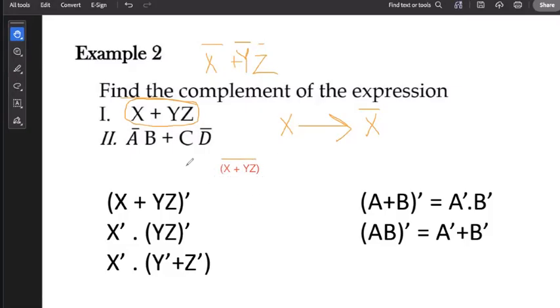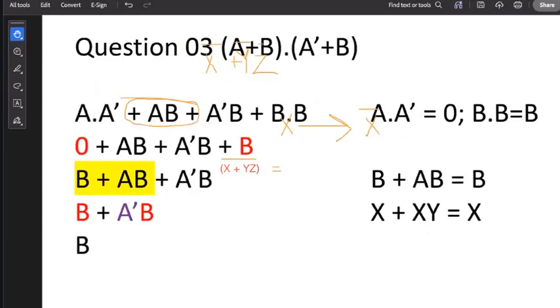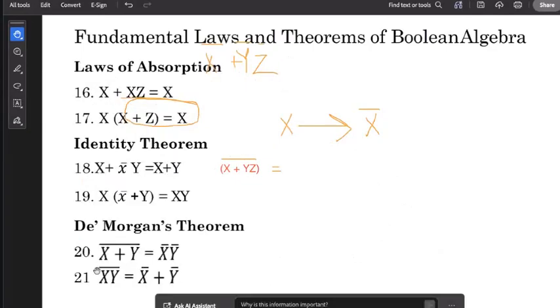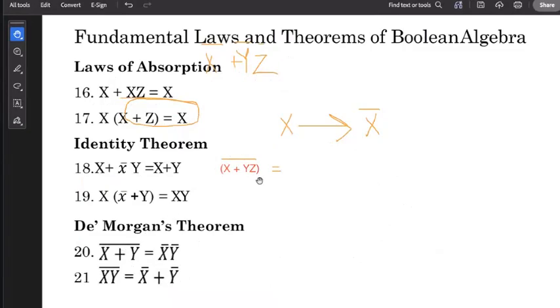So for finding this one, we already learned one law. Can anybody recall? What is the law we can use to find the negation of an expression? We learned like 21 laws, right? What could be used here? No, the last rule. What is the name? I will scroll back to the slide. And what is this rule? De Morgan's theorem. This De Morgan's theorem can be used to find the complement of any equation.